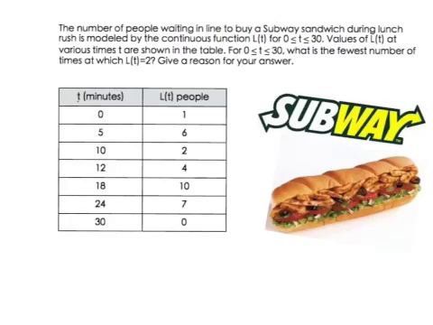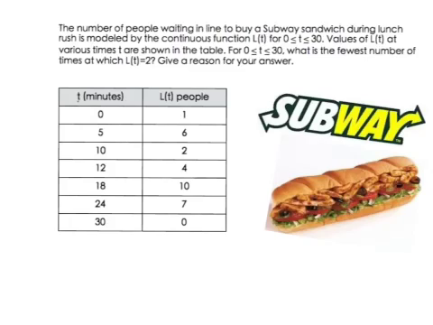Here's a table showing the number of people at 0 minutes, 5 minutes, 10 minutes, 12 minutes, 18 minutes, 24 minutes, and 30 minutes. So, the number of people waiting in line to buy a Subway sandwich during lunch rush is modeled by the continuous function L(t) for 0 ≤ t ≤ 30. Values of L(t) at various times t are shown in the table.